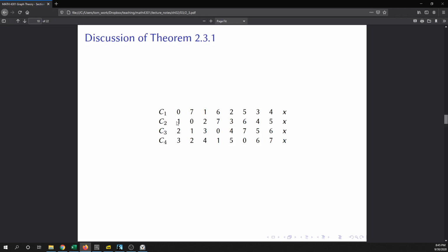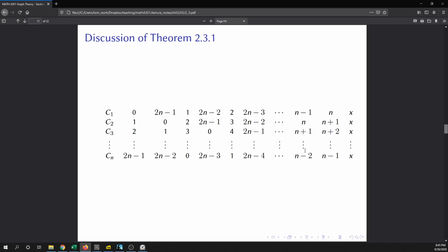And the same thing, you can keep going. Add 1 to each of these. 1 plus 1 is 2, 0 plus 1 is 1, 2 plus 1 is 3. 7 plus 1 is 8, mod 8 would be 0. And so on and so forth. That gives you the third cycle, and this gives you the fourth cycle as well. All right, so that's what our cycles look like.